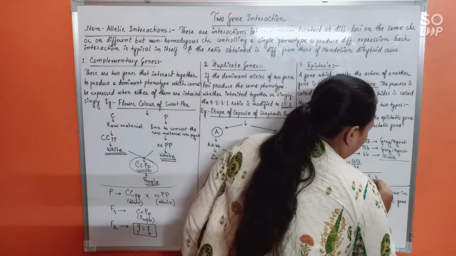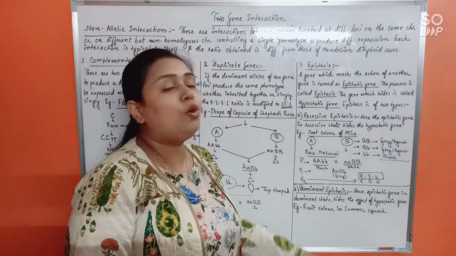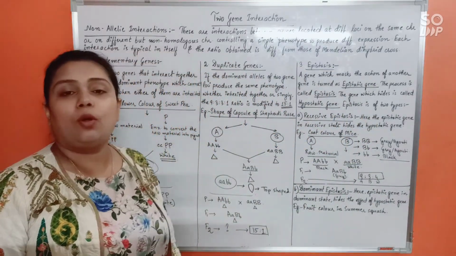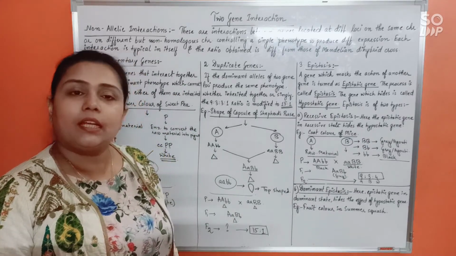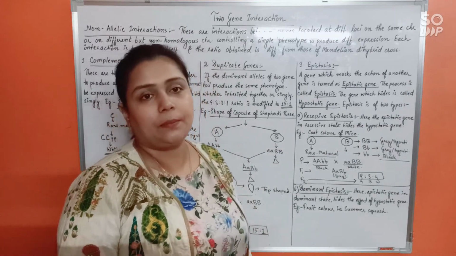9:3:4, 9 is for grey, 3 is for black and 4 is for white. So this is what is called recessive epistasis. Clear? Now moving on to dominant epistasis.